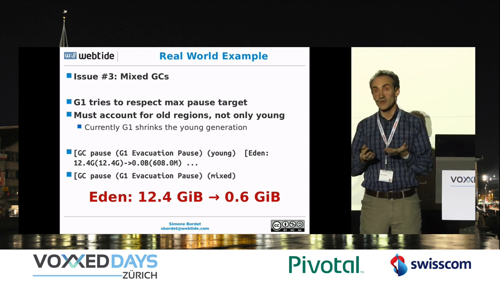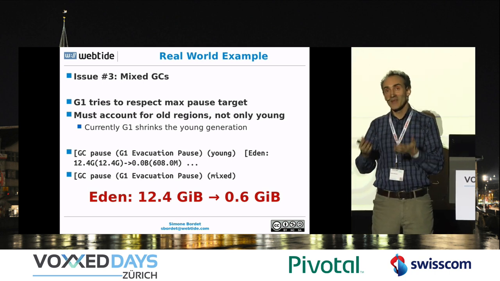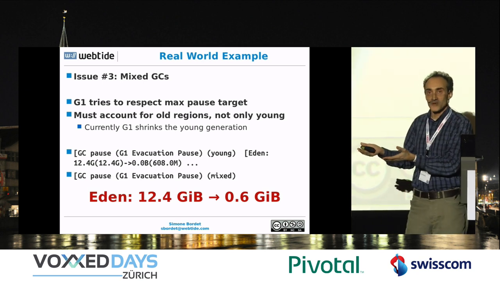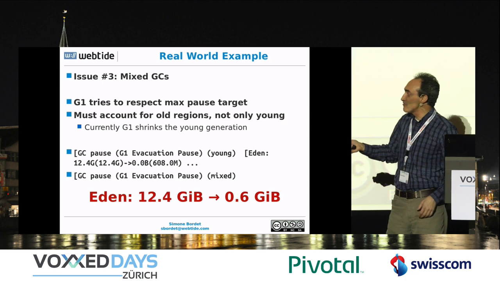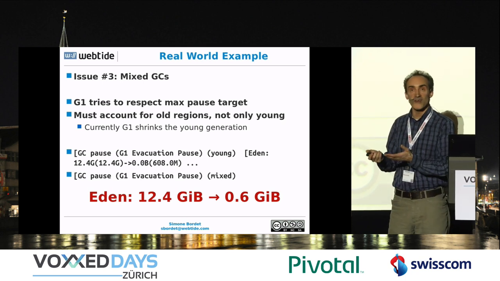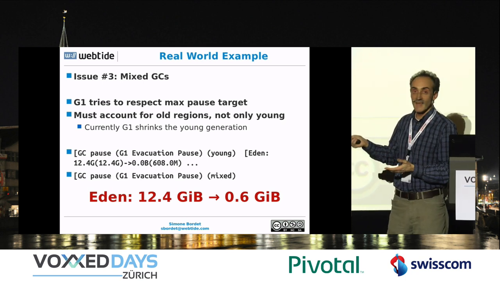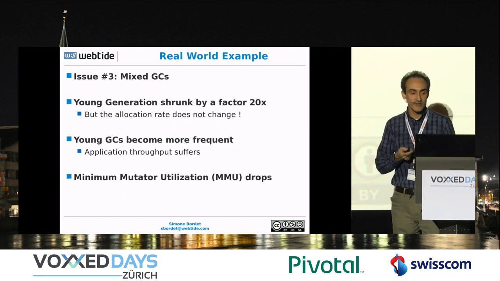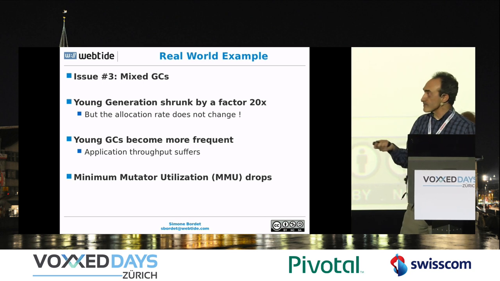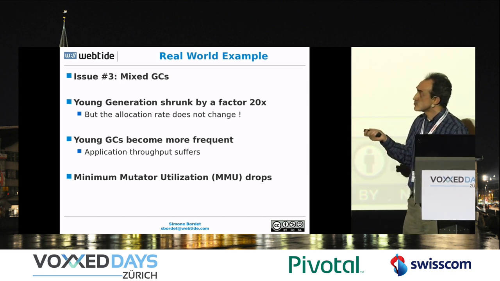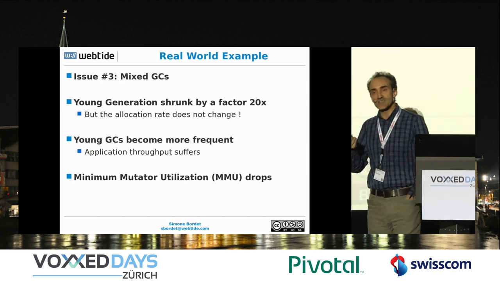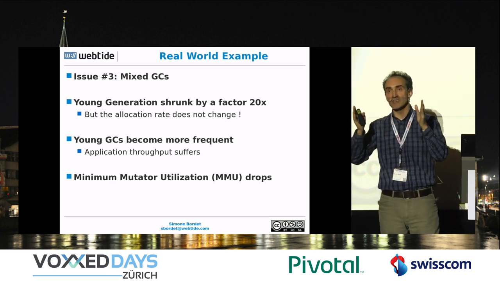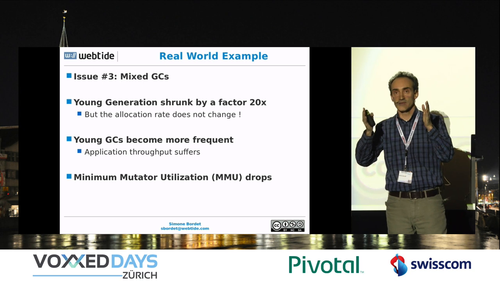But what remained the same? The application didn't stop running. It was still allocating 1 gigabyte per second. So if before it was taking 12 seconds to fill the young generation, now it's taking 0.6 seconds to fill it. This is what happens, basically. This parameter is called the minimal mutator utilization and basically says how long in a period of time your application is actually running.